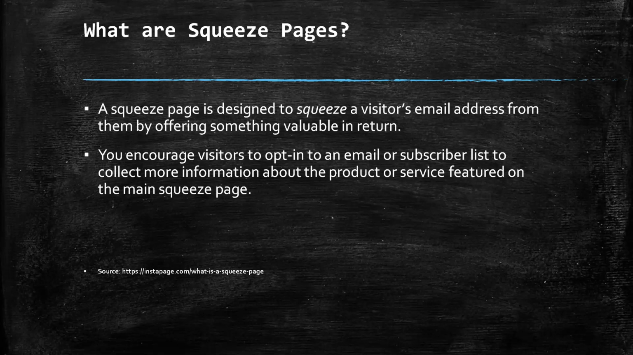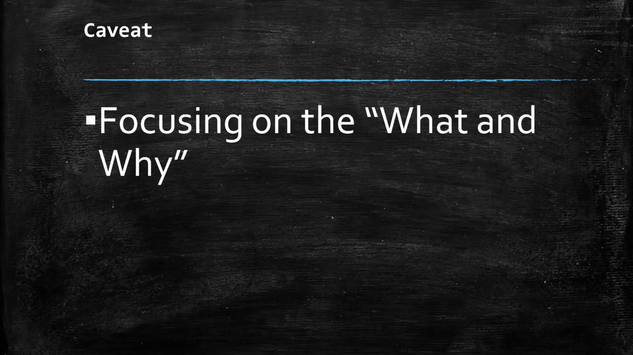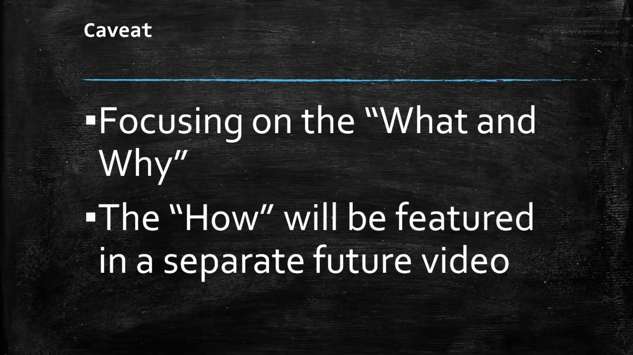Why do we do that? Well, for the simple reason that we have to legally and ethically get permission from people to say we can contact them. We'll contact them in the future about maybe special offers, services and products that we can offer. But even then, if that's not the case, we can still communicate by giving good value to them. Now, just a little caveat. In this short video, we're just going to focus on the what and why regarding these opt-in pages. In terms of the how, I'll feature that in a separate future video.